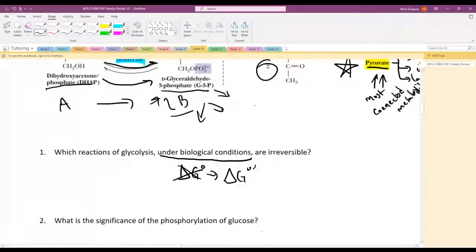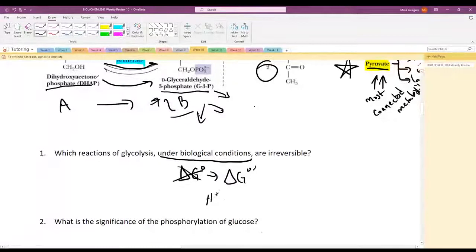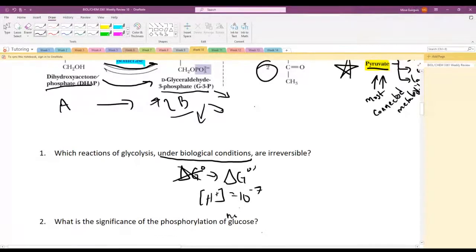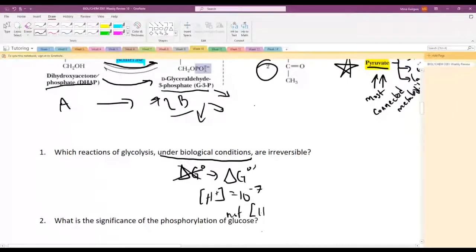Delta G naught prime. Okay. Why? Because remember, it's pH of 7. That's the difference between the two, not 1 molar. That's the big difference between the two, and it makes a big difference for all of these reactions. So which of them are irreversible?